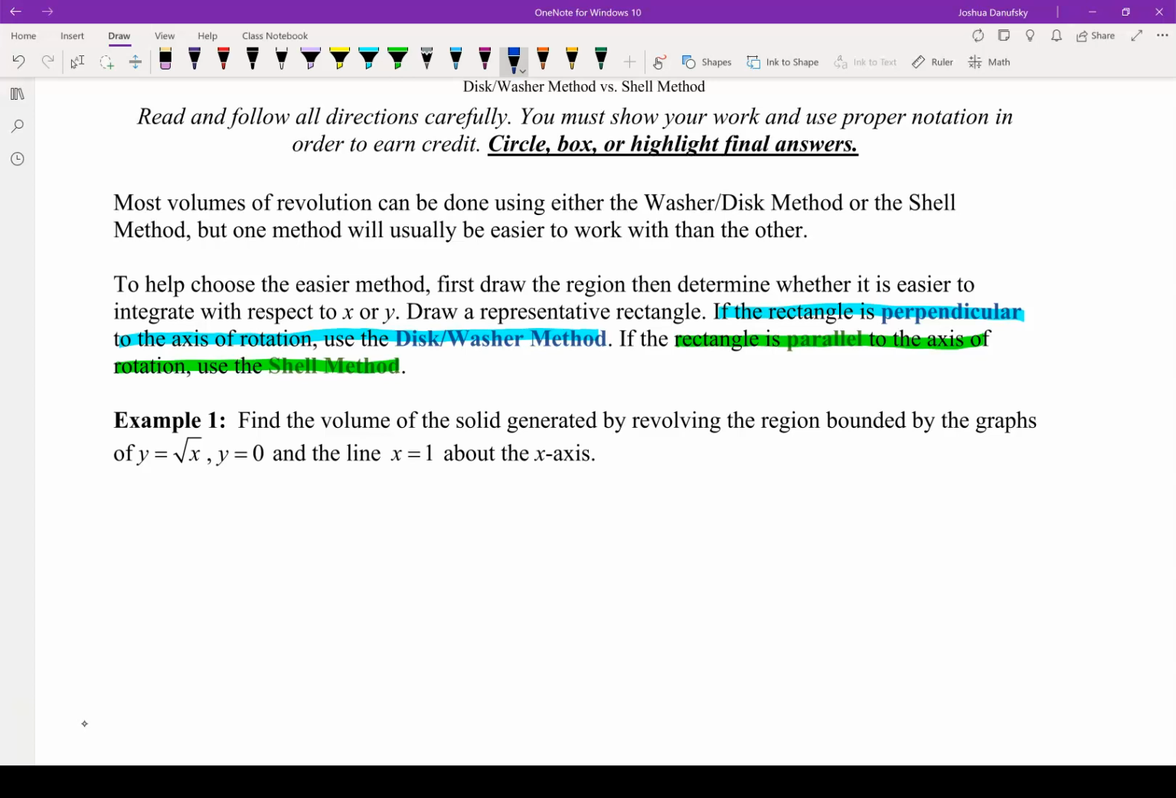A quick mnemonic to help you remember this is the word perpendicular and the word parashell. Neither's really a word, of course, but clearly it's going to help us remember which method to use depending on whether the representative rectangle is perpendicular to the axis of rotation or parallel to the axis of rotation.